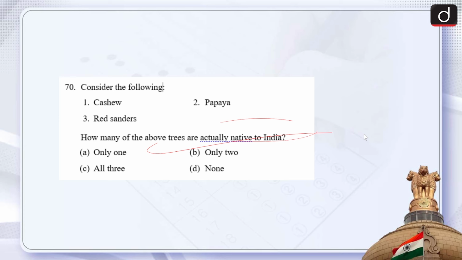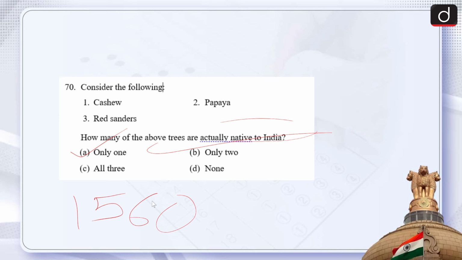Why only one? Because the cashew was introduced by the Portuguese and papaya has also come from the outside, that is, Mexico. So from Mexico papaya has come, and red sanders belongs to India. Cashew is native to the tropical region of Brazil, and the Portuguese introduced cashews to Goa. So that's why Goa cashews are very famous. And in which year? In 1560 they introduced cashews.